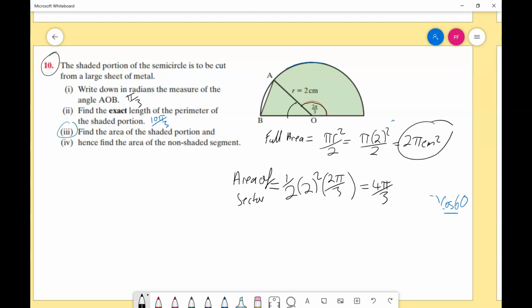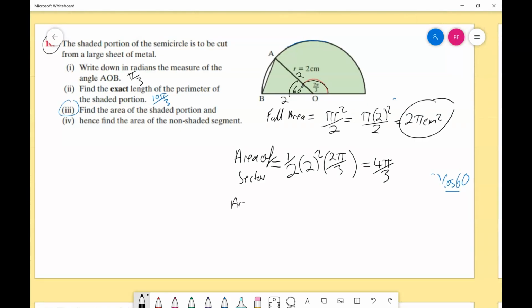Now the area of my triangle. I'm just going to do it in degrees. 60 degrees, I know that's 2, I know that's 2. I'm just going to use the area of the triangle equals a half AB sine C. So it's a half, 2 times 2, sine 60. 2 2s is 4, a half of that is 2, and the sine of 60 is root 3 over 2. So 2 sine 60 equals root 3.